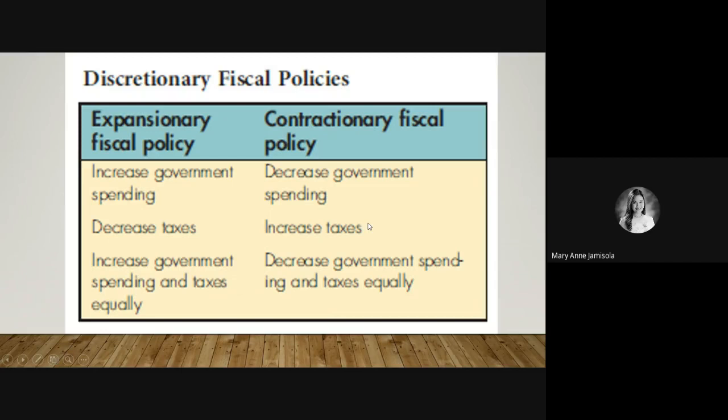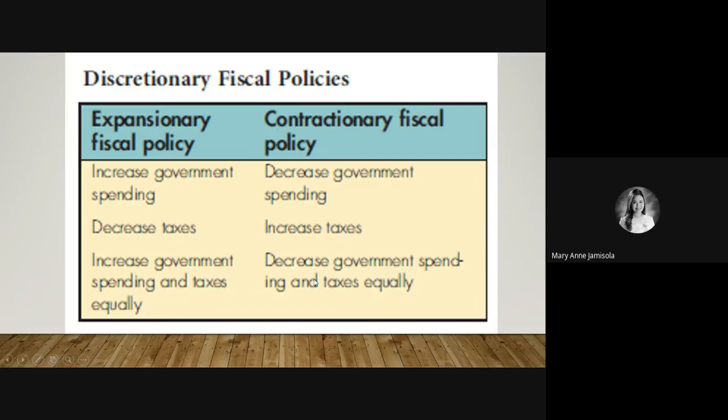Then, under expansionary fiscal policy, you could actually make changes to both the spending and the taxes. So, you can increase government spending and taxes equally. And same with contractionary, you can decrease government spending and taxes equally. So again, it's really up to the government because this is based on the discretion of the government. So it's up to them whether they would just want to change their spending, either an increase or a decrease, or taxes only without changing the spending. So it could decrease or increase taxes, or it could change both government spending and taxes equally.